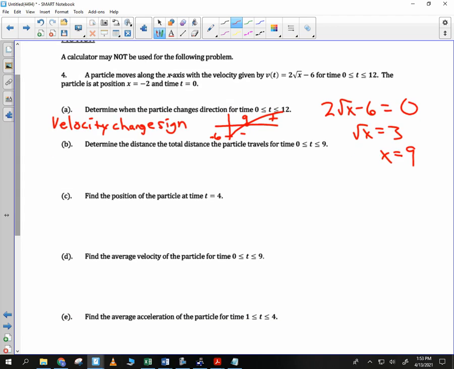Determine the total distance the particle travels for the time interval 0 to 9. I don't want to do that. You're not going to be asked that question. Let's determine the displacement. I haven't seen that question asked in that context yet. We're going to change it to displacement. Determine the displacement of the particle. How do we determine displacement?